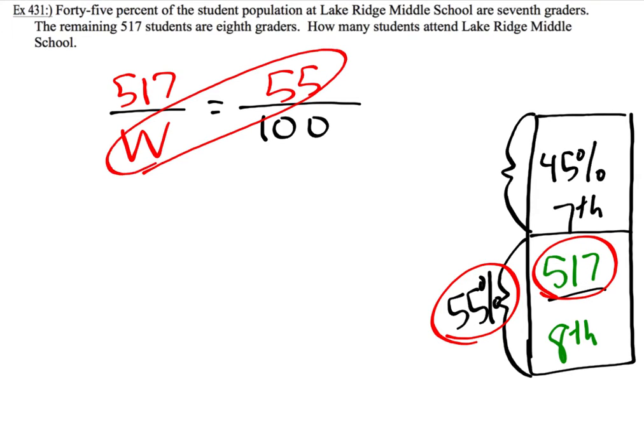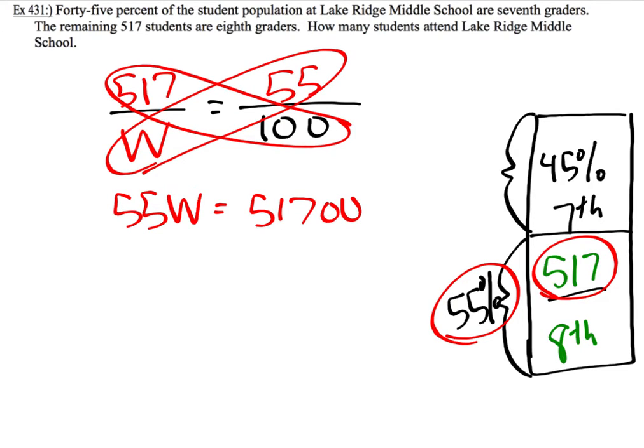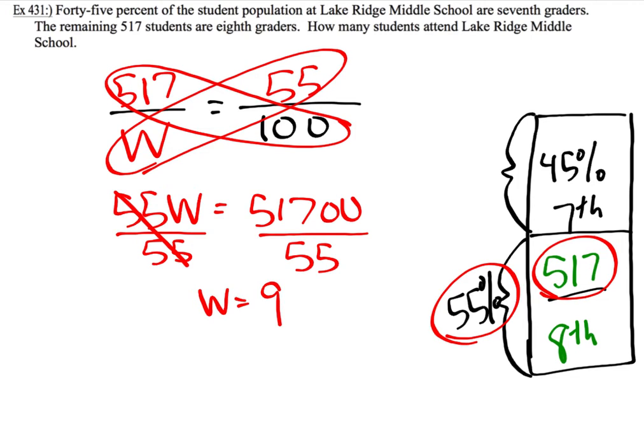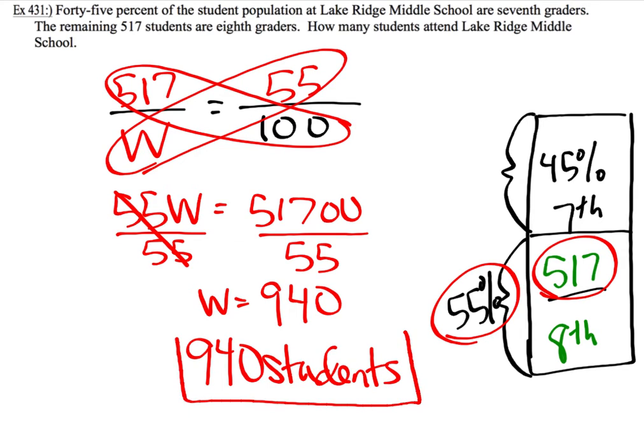So we cross multiply here. 55 times the whole number of students is 51,700. So 51,700, and we're going to divide both sides by 55. W equals 940. So the answer for this problem, how many students? 940 students. It's just 2 grades in the school, 517 eighth graders, and the remaining are 7th graders.